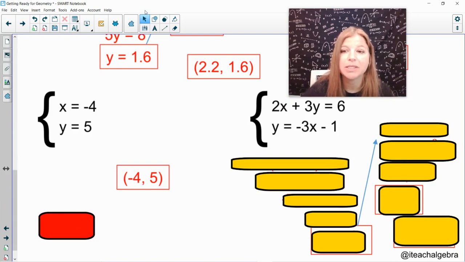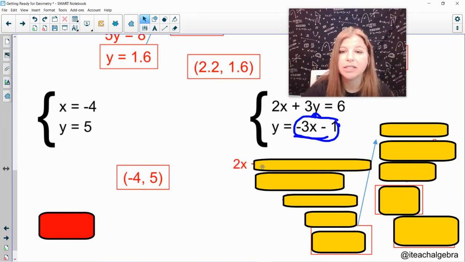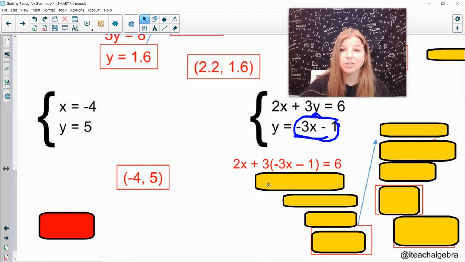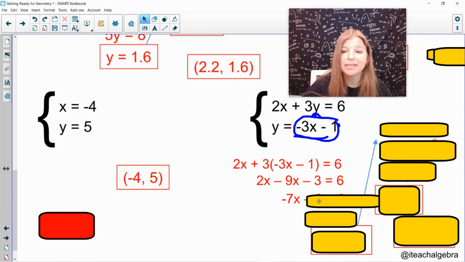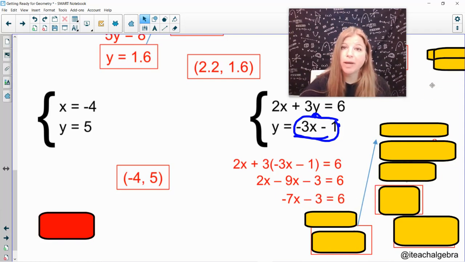Last one, 2x plus 3y equals 6 and y equals negative 3x minus 1. I see that my second equation is already set equal to y. So everything that's equal to y will get substituted in for y. So now this looks like 2x plus 3, not times y, but times negative 3x minus 1 equals 6. I go ahead and I do my distribution. So this is 2x, and then 3 times negative 3x is negative 9x. 3 times negative 1 is negative 3 equals 6. 2x minus 9x is negative 7x. Minus 3 equals 6.